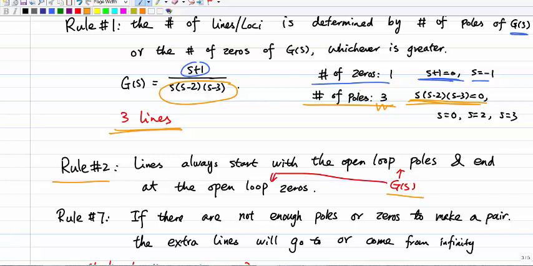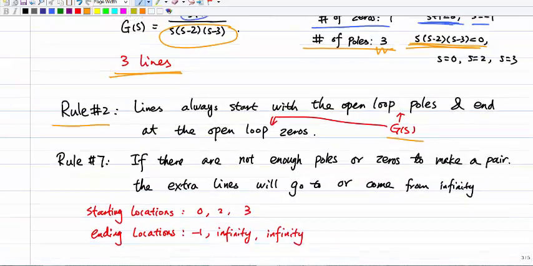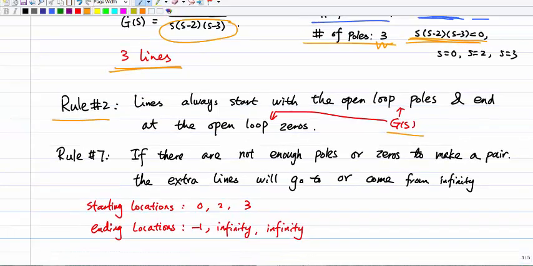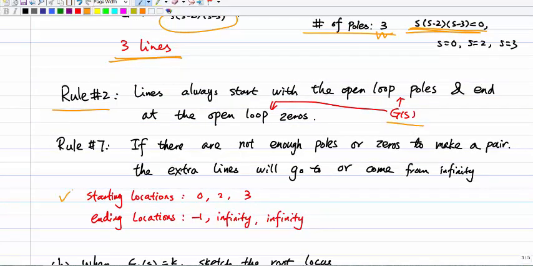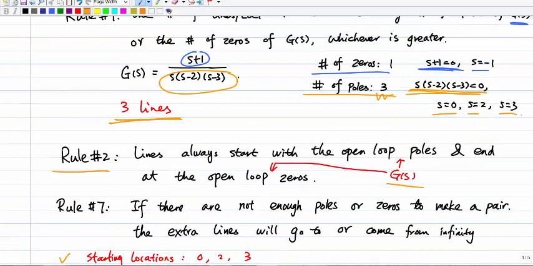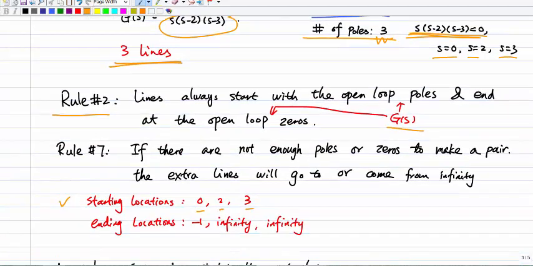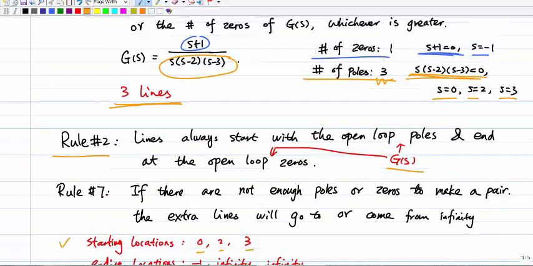Of course, here I don't have the same number of zeros and poles. So rule number 7 says if there are not enough zeros and poles to make a pair, the actual lines will go to or come from infinity. If I don't have enough zeros, the missing zeros will be at infinity. If I don't have enough poles, the missing poles will be at infinity. Because lines start at the poles, I know the starting locations exactly: 0, 2, and 3.